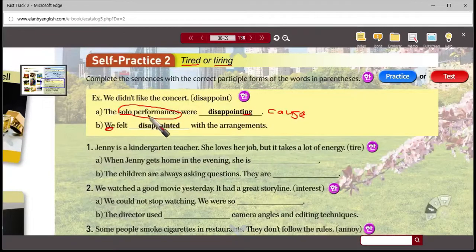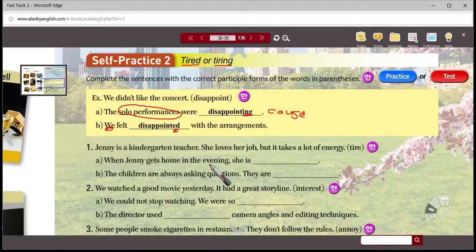Maybe an easier way to think of it is the action is by the solo performances. That's the action, and the reaction is our feelings. Okay, so solo performances cause the disappointment. We, the effect, are disappointed. So again, cause and effect.